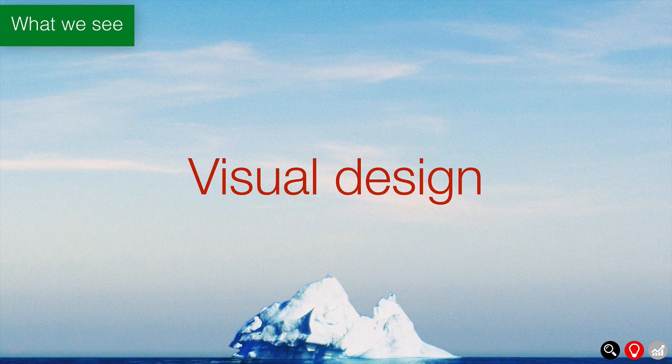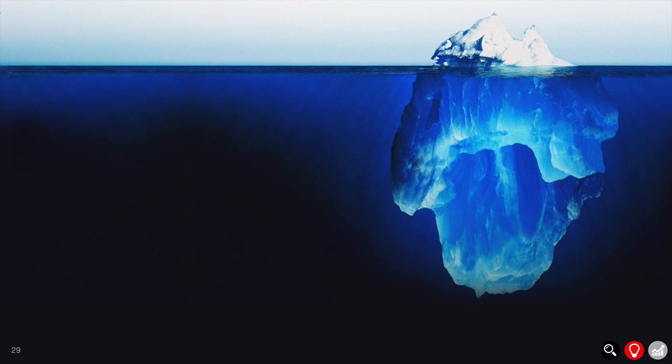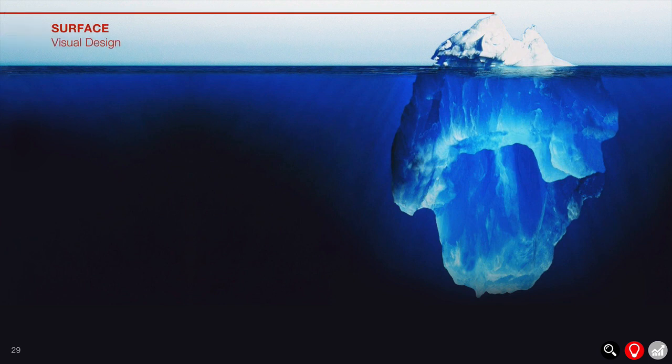So, visual design is ultimately what we see. It's the bit on the tip of the iceberg, in effect. But there's a broader piece here, and there's a whole piece behind the scenes, which is really what we don't see. And on the surface of the whole UX design process, we can see visual design, and that's the end product, if you like. But that only makes up about 10% of the process.